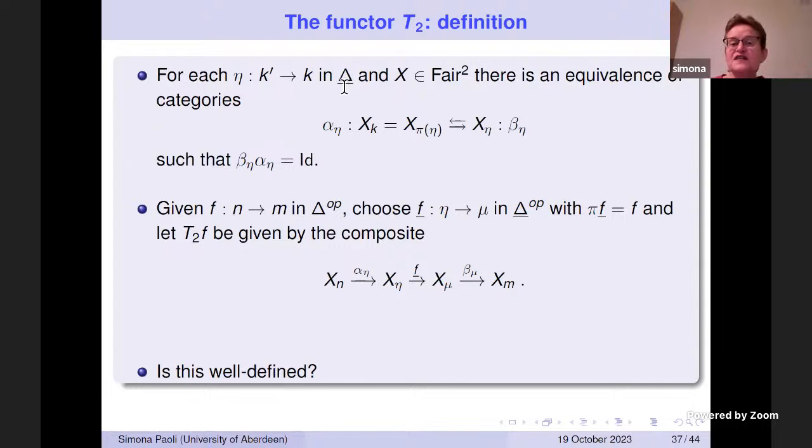And then it turns out that for any object in Fed Delta, there is an equivalence of categories between this X_k and this X_eta and X of pi of eta, right? This is not difficult to see, because remember that these arrows that are just contracting the lengths, it's this pi, have to be sent to equivalences of categories. So you see why we have equivalences of categories here. So what if we take this lift, we pre- and post-compose with these equivalences of categories, and we define this to be our pseudo-functor on F?